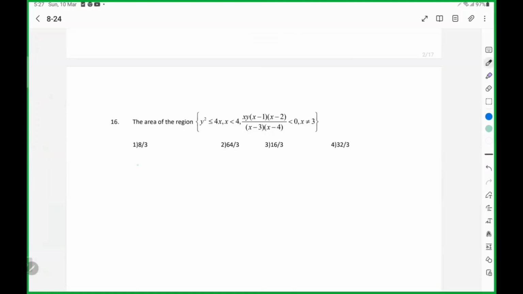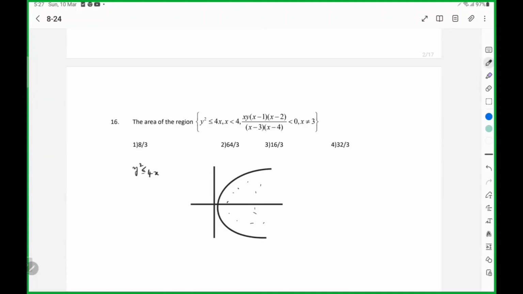y square equal to 4x. It's a point on the parabola. Less than means inside. So less than or equal to means either on the parabola or inside the parabola.